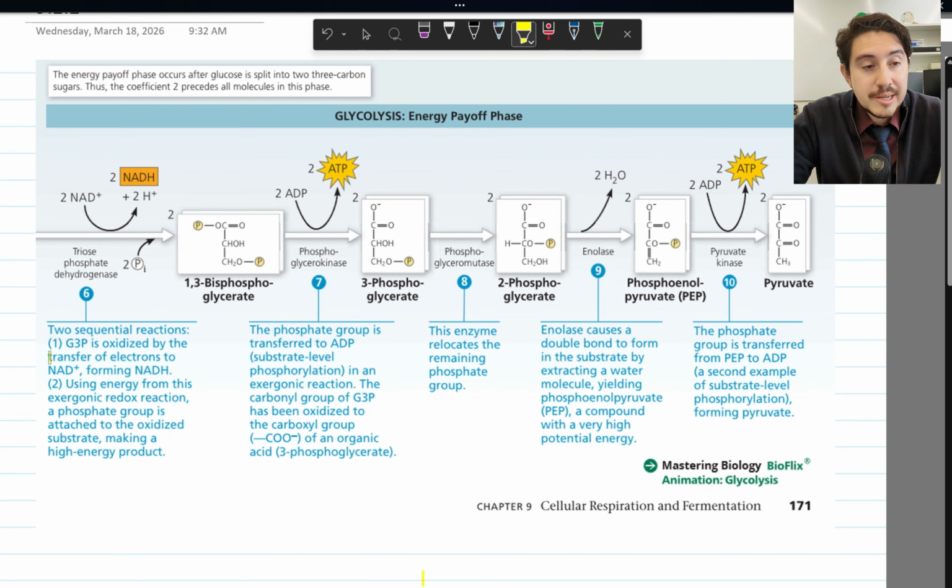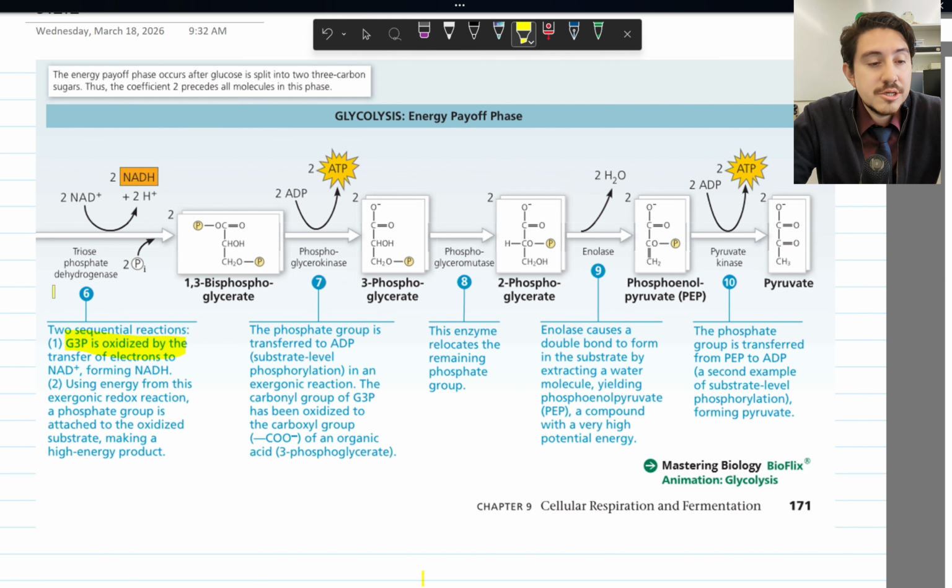So you have this G3P, and this G3P will, in a sequence of reactions, be oxidized. Then you have, again, the enzyme dehydrogenase, which will remove the electrons and the hydrogens, as we talked about already, into your NADH. Here it is good to know that you're synthesizing NADH. Then this will produce 1,3-bisphosphoglycerate. And here you're getting the energy payoff phase.